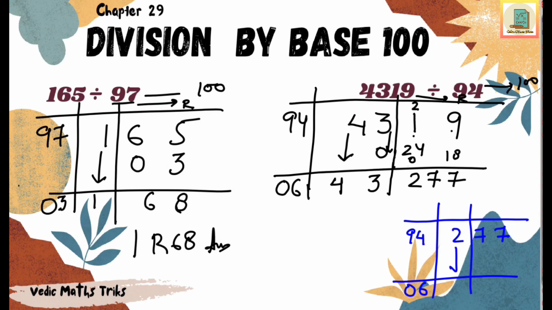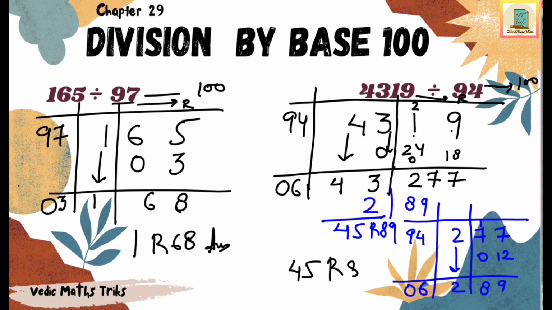Now drop 2. So we'll multiply 2 by 06. So 2 zeros are 0 and 2 6 are 12. So here 7 plus 12 gives you 19 and here 1 plus 7 gives you 89. For 277 we get 2 as the answer and the remainder as 89. So we'll add 2 over here. So final answer we get 45 and remainder as 89. So 45 as the answer and remainder as 89.